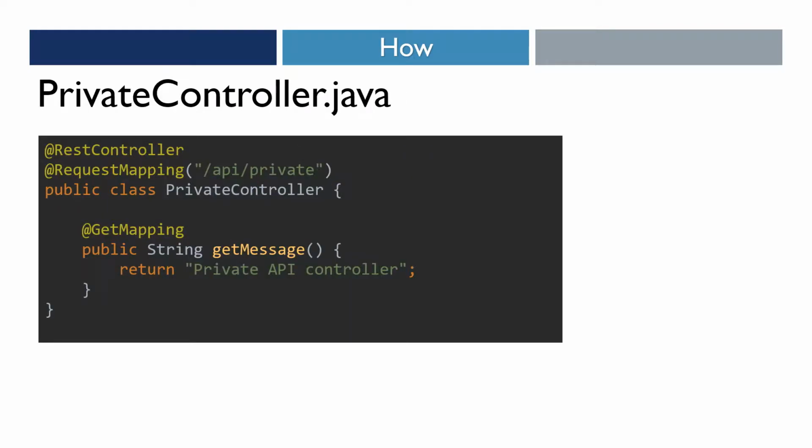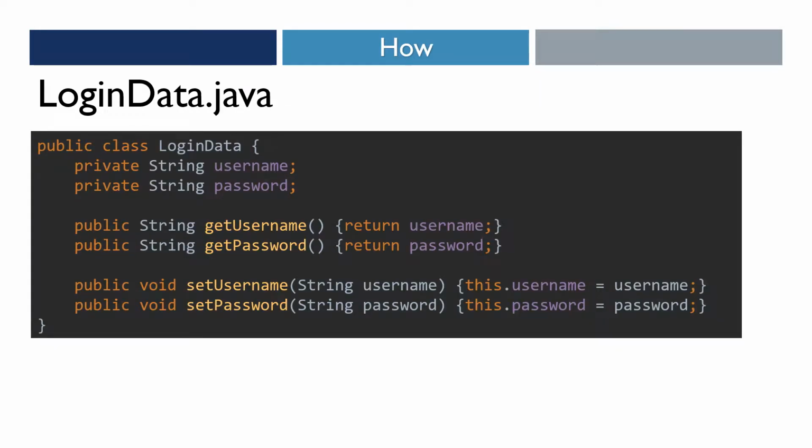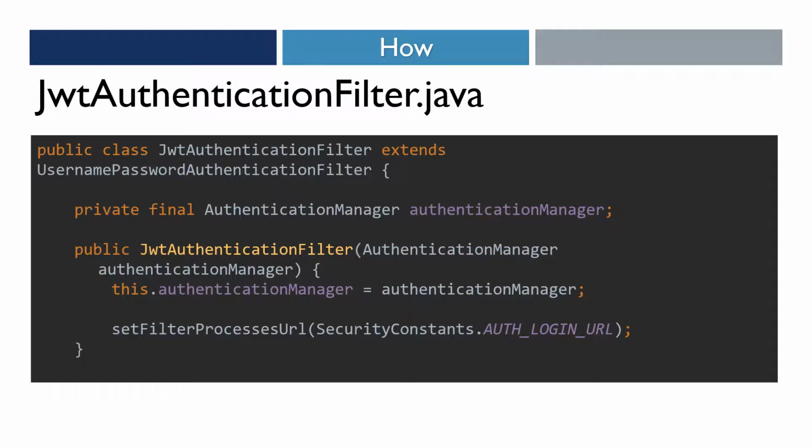Controller. In this example, applications will return a message or HTTP 403 error message if user is not authorized. Plain old Java object for login data. This filter is used for user authentication.